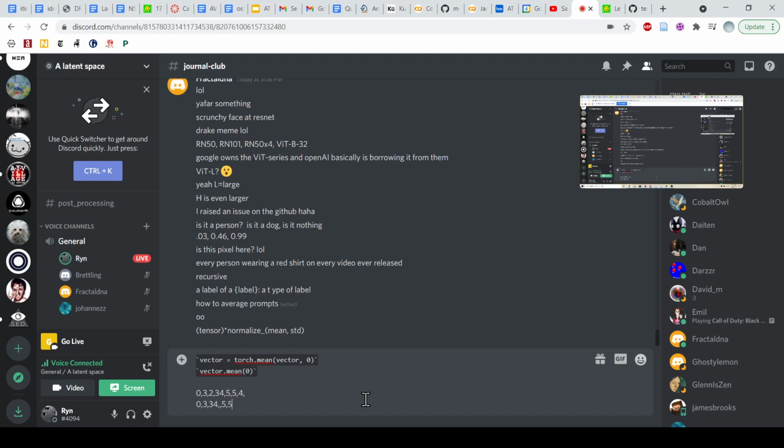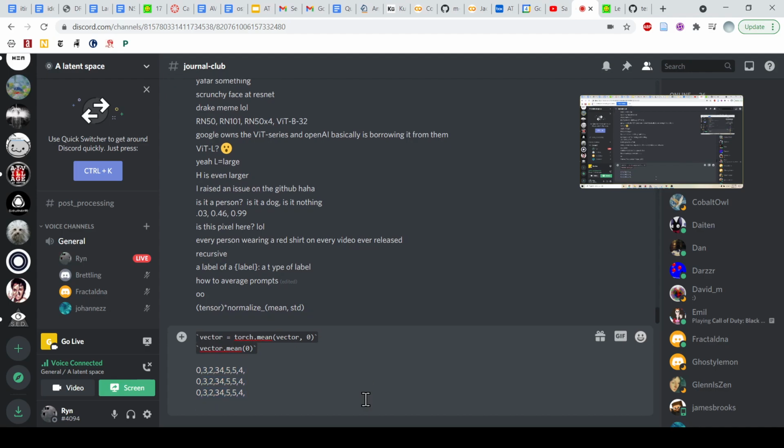Let's pretend this is grayscale and that these aren't all the same numbers, but you could say this is an image, and you could say I want to take the mean across the width. You could just say image.mean(1), and that would give you the mean across dimension 1.